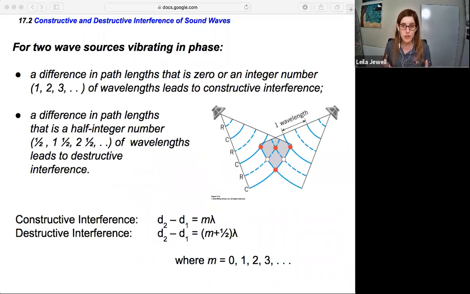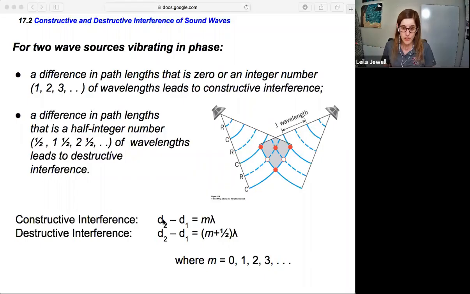So if you have two wave sources that are vibrating in phase, if they're just the same signal, that's going to be our standard thing. Then if you have a difference in path lengths that is 0 or an integer number of wavelengths, that's going to lead to constructive interference. If you instead have a difference in path lengths that is a half integer number of wavelengths, then that will lead to destructive interference. So that's a lot of words. I tried putting the words into an equation form because I find that helpful to think about. But if you prefer writing out the words, that's totally fine.